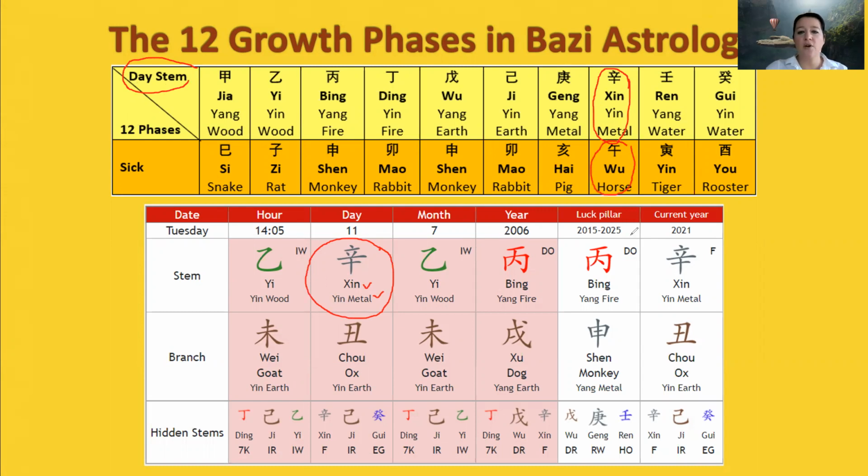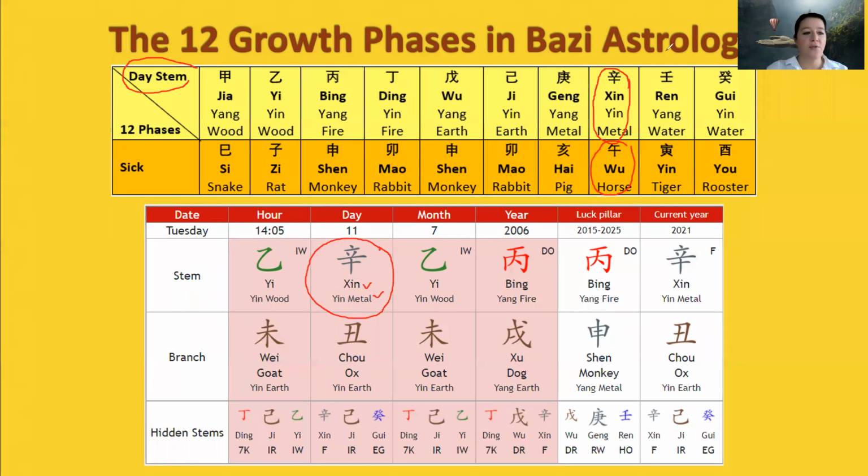Now we check whether or not we have a horse anywhere for this person. And as you can see, this person does not have a sick phase in their natal chart. Not in the year, month, day, or hour, and there's also none in the luck pillar or in the current year. So this person does not have a sick phase, and this may well be you. You may not have this particular phase in your chart. It's perfectly fine. You will have others in your chart.